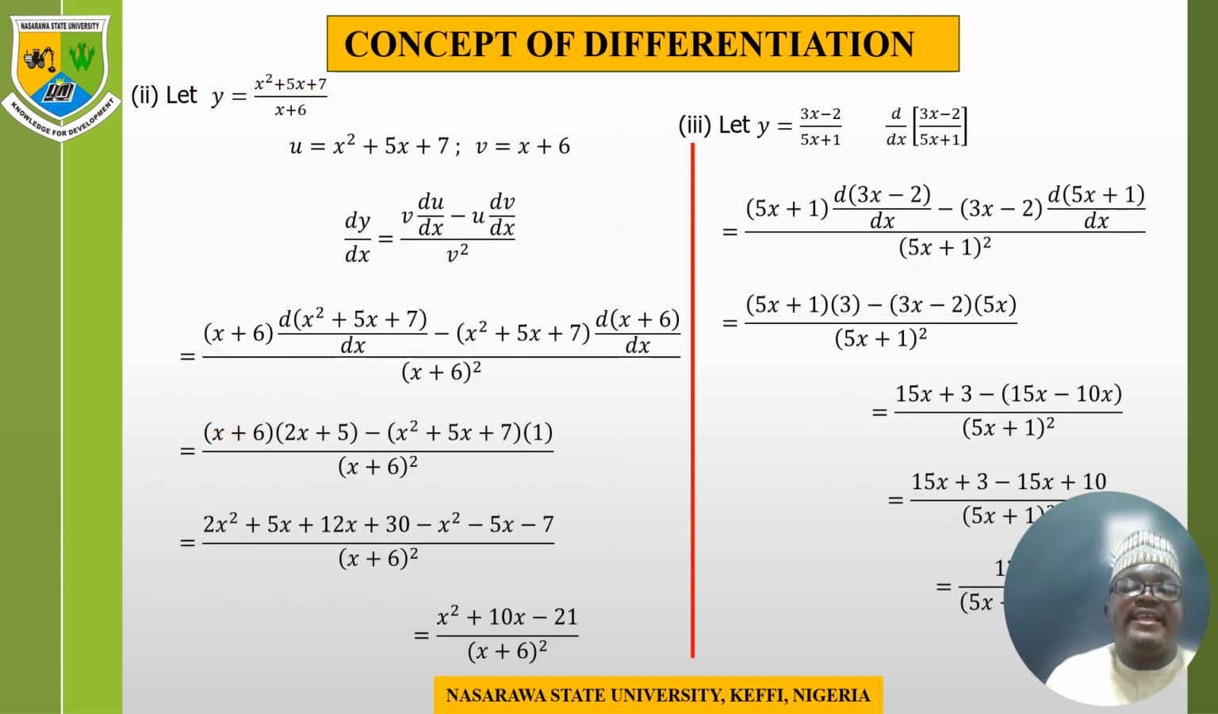Then the next example again, this is our u up. The next example, we say let y equal to x squared plus 5x plus 7 all over x plus 6. Our u is up, our v is this. Then you are going to differentiate this one with respect to x, and this one with respect to x again, to get du/dx here and dv/dx here.